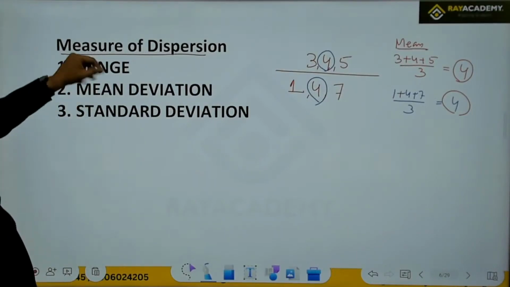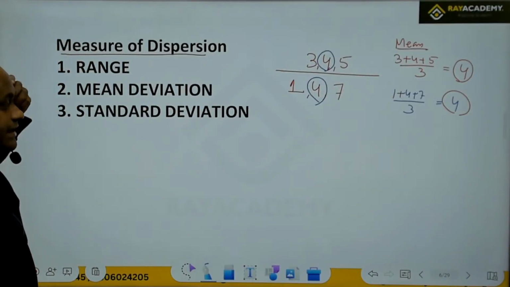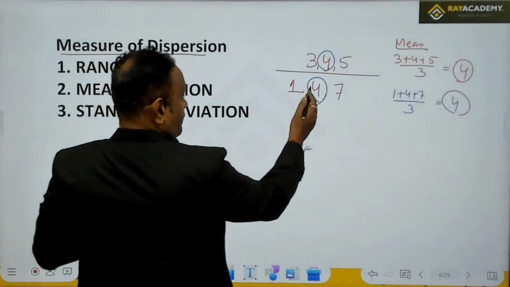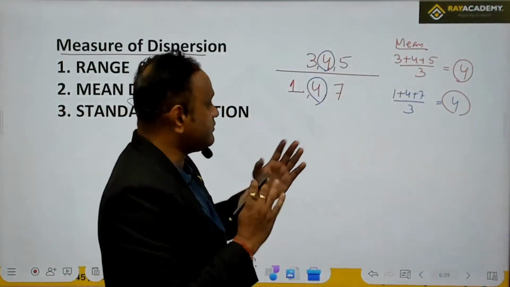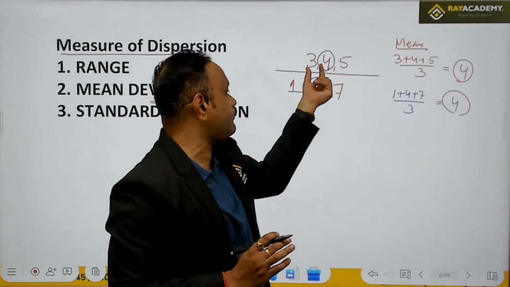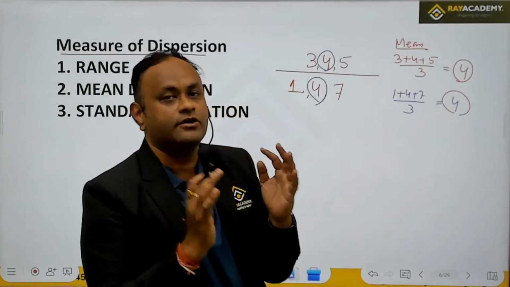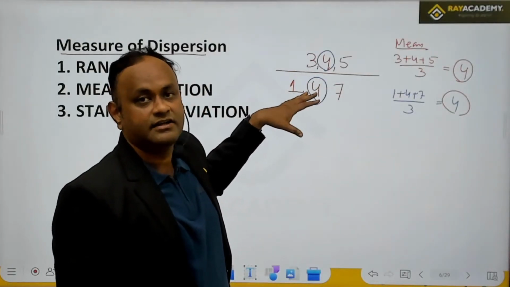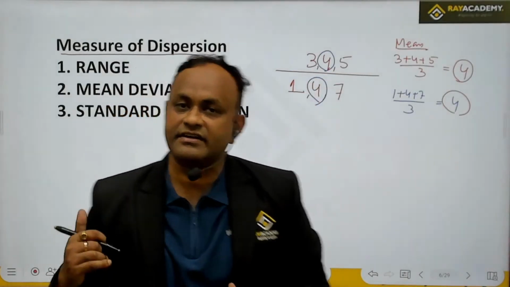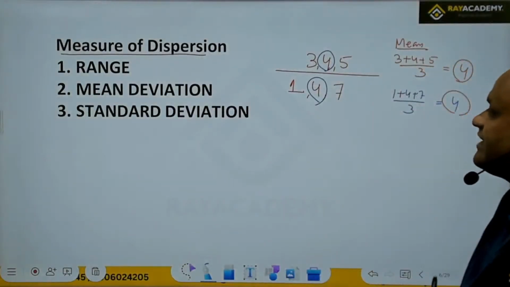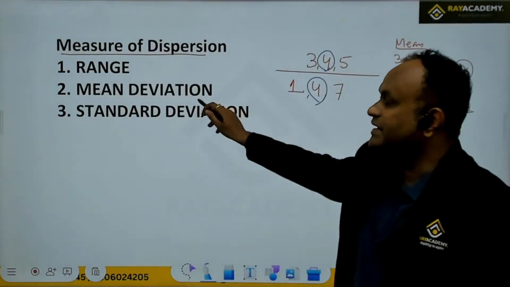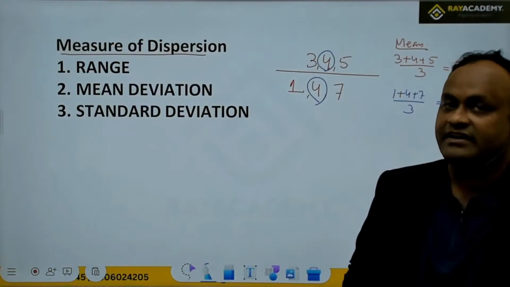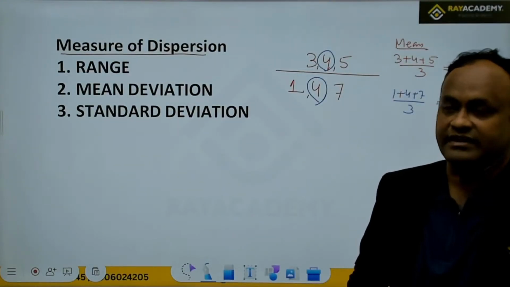That is why we need dispersion. One data set is very well dispersed. See, this one is spread out, with a difference of 3 from 4, but the other has a difference of 1, so it is more compact. So for the second data set dispersion will be higher. To measure dispersion there are certain tools: we can find the range, the mean deviation, or the standard deviation. We will see each one separately.